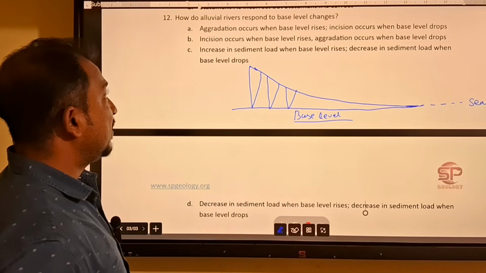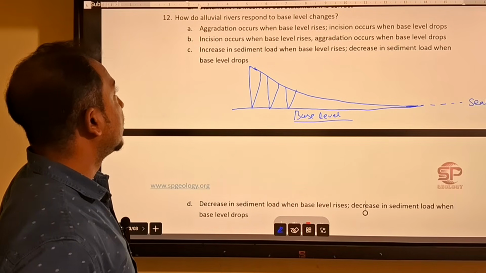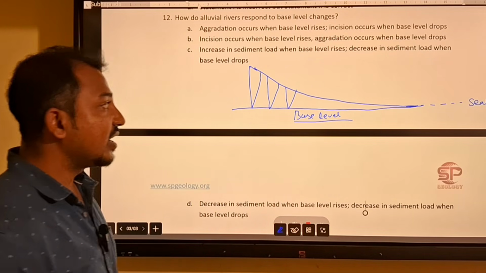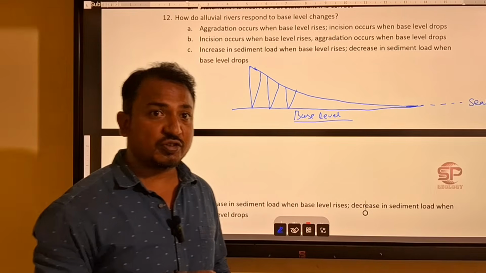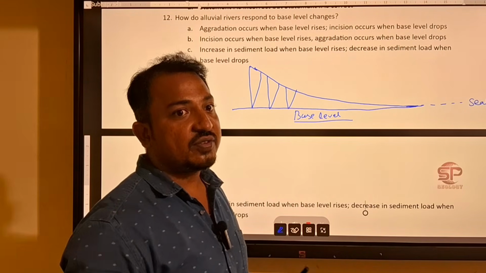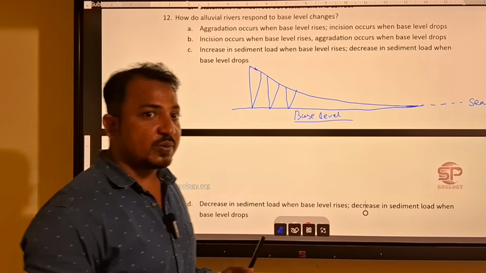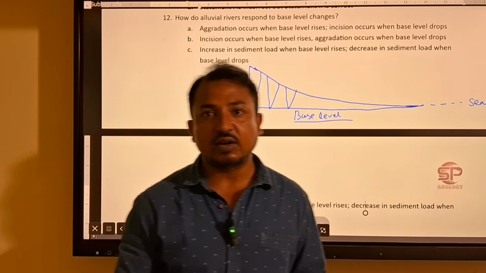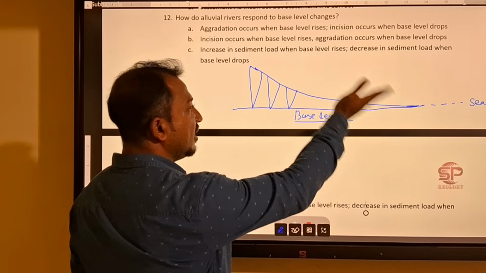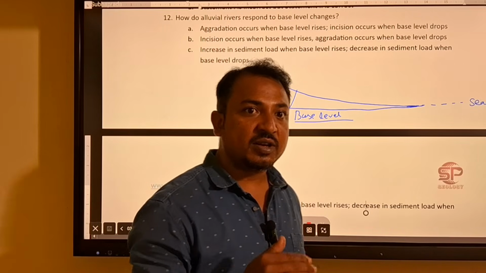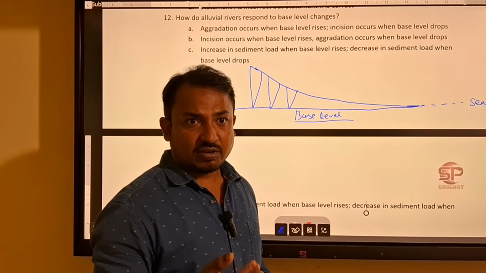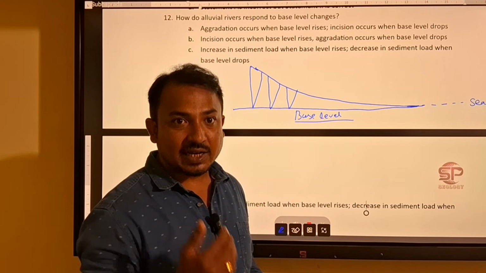So on that basis, which statement will be correct? Aggradation occurs when base level rises. Aggradation is a process of deposition within the river valley, and degradation is a process where there is incision. First we have to understand under what condition there will be aggradation and under what condition there will be degradation. If the base level rises, that means the sea level rises, and in that case there will be deposition, there will be aggradation.